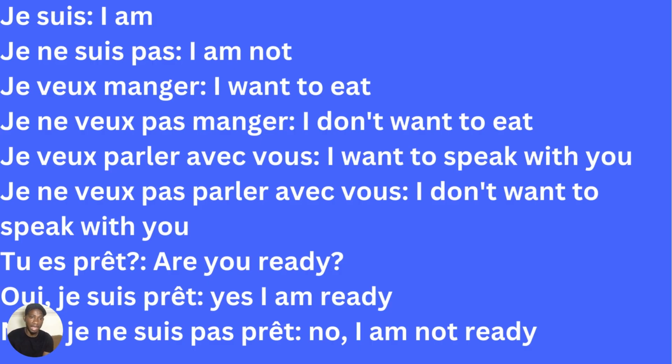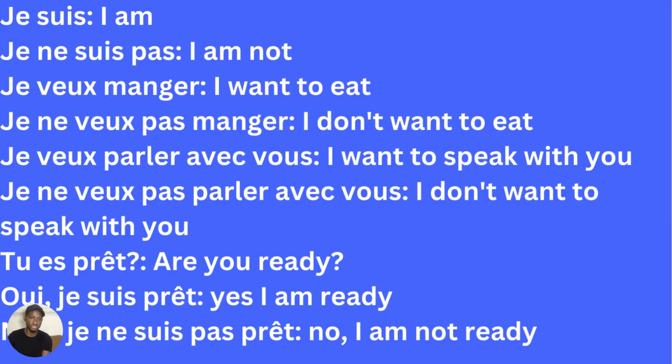Je veux parler. Repeat after me. Je veux parler. I want to speak. Je veux parler avec vous. I want to speak with you. So avec is with. Write it down. New vocabulary. Je veux parler avec vous. Now, based on what you've learned so far, how do you say I don't want to speak, or I don't want to speak with you? It will be je ne veux pas parler avec vous. Je ne veux pas parler avec vous.